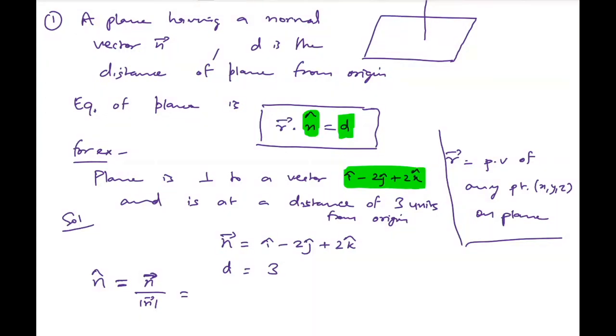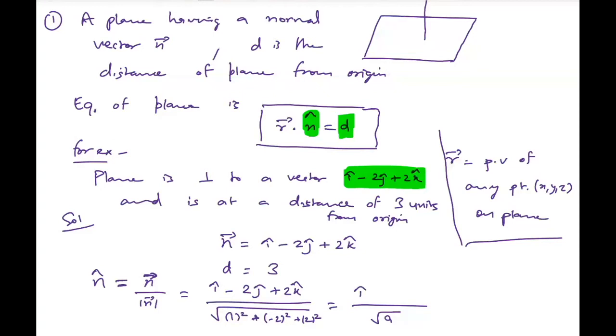What is the vector here? i cap minus 2j cap plus 2k cap. Now find the magnitude. What is that? 1 plus 4 plus 4, the magnitude squared is 9. Yes, very good. So the magnitude is root 9, which is 3. So n cap is i cap minus 2j cap plus 2k cap divided by 3.